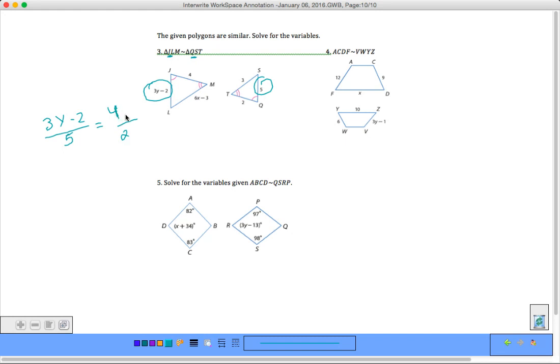And then when you have a proportion like this, all you have to do to solve is cross multiply. So I'm going to take 2 times this. So 2 times 3y minus 2 and 5 times 4. So here distributing, I get 6y minus 4 equals 5 times 4 gives me 20. Then I can add the 4 over, I get 6y equals 24. So y equals 4.